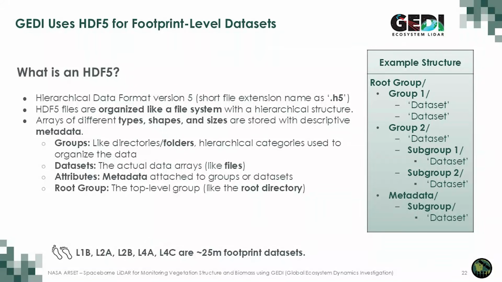An example of the file structure is shown on the right. The Level 1B waveform, Level 2A heights, Level 2B structure, Level 4A biomass, and Level 4C waveform structural complexity index are accessible as HDF5 formats. To date, opening and handling the HDF5 files, including converting from HDF5 to, say, CSV, shapefile, or an array, requires either using coding solutions in Python, R, or in Google Earth Engine.